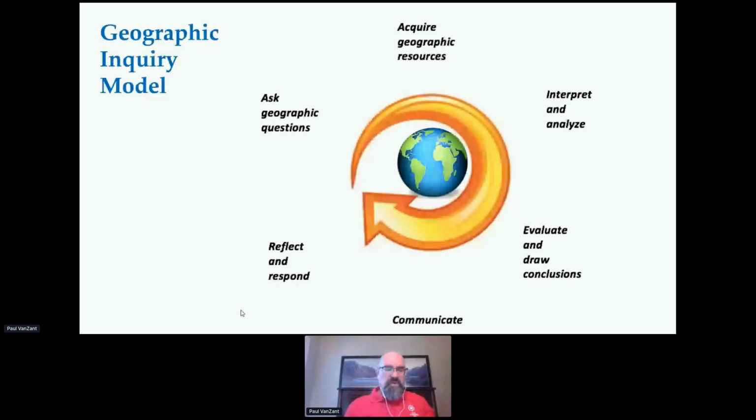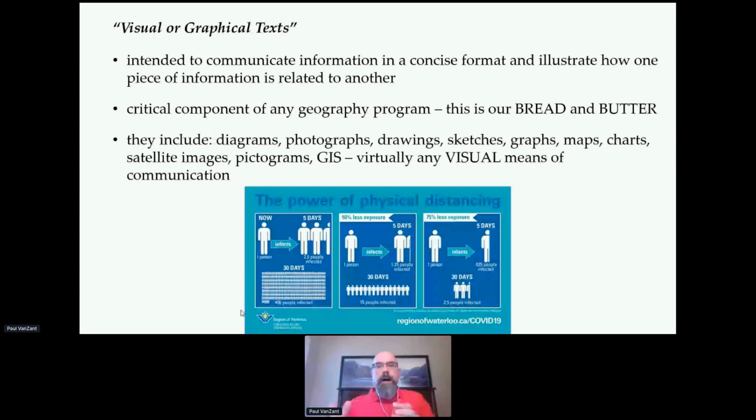When we turn to graphical or visual literacy and start to talk about these kinds of texts, recognize that what we're trying to do is use visual forms that are more concise to illustrate how we can communicate key information effectively and to make links between various types of information.